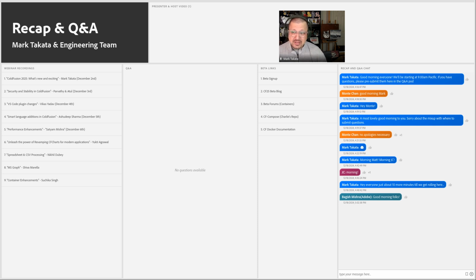Spreadsheets and CSV processing. Nickel dove very deep into this one. This one was a long talk. I think Nickel may have gone an hour and a half or something like that on it, and for good reason. There was a lot to talk about in that talk. This is a really, really big addition to our spreadsheets and CSV processing stuff.